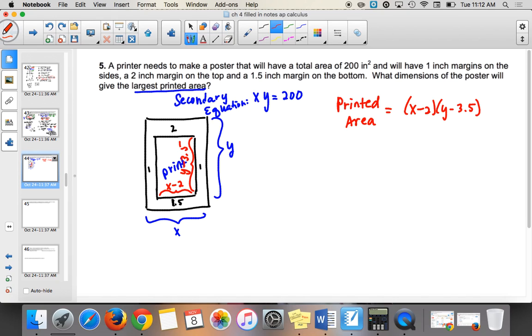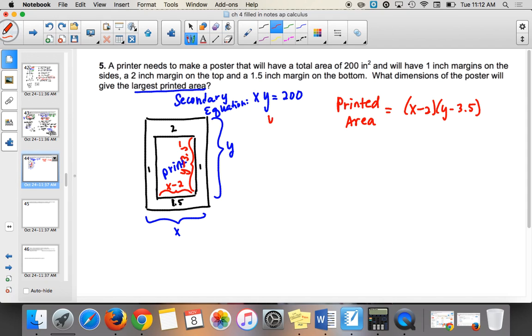I have my printed area as X minus 2 times Y minus 3.5. And I need to use the secondary equation to solve for either X or Y. How'd you get the 3.5? Because I have 2 and I have 1.5, so it's a total of 3.5. Subtract the 2, subtract the 1.5.